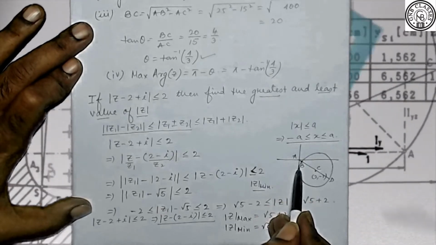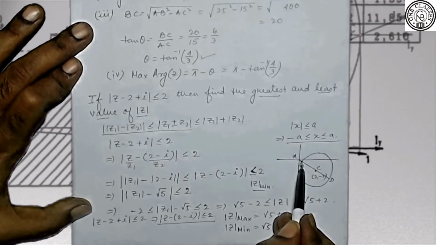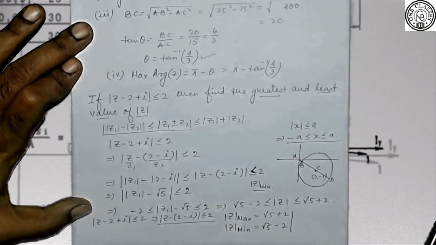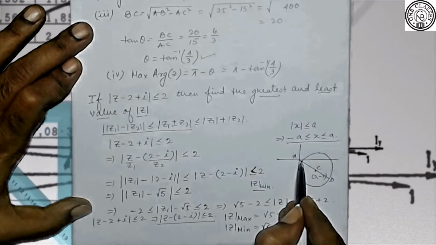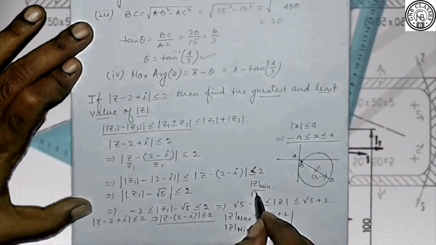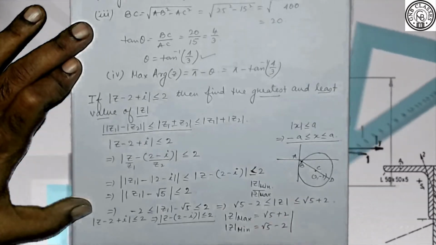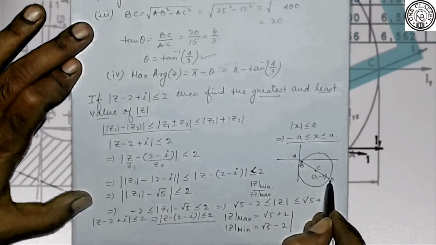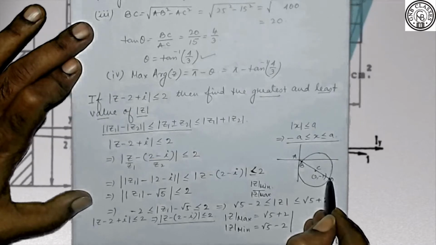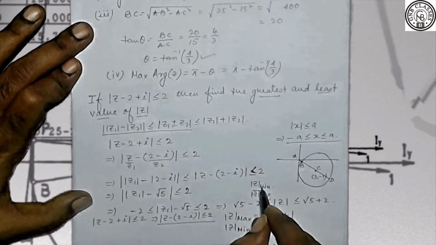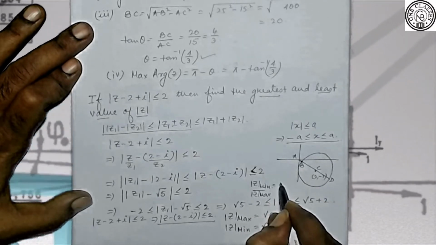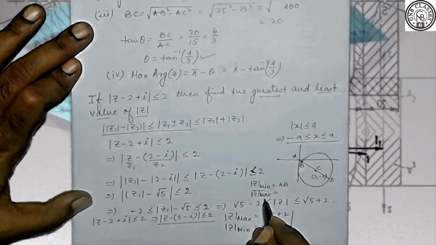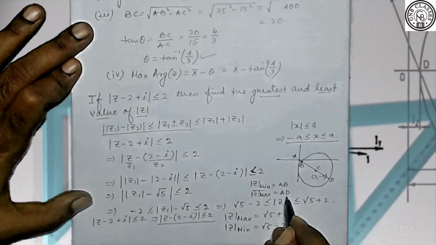Can you dream of any other point other than B where the distance from the origin will be least? No. So this is that required point. And when will mod z take its maximum value? When D is diametrically opposite of the point B. Is it clear? Therefore, your minimum value of mod z is AB and maximum value of mod z is AD.